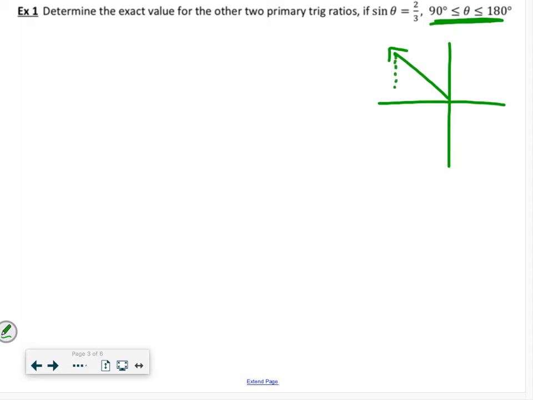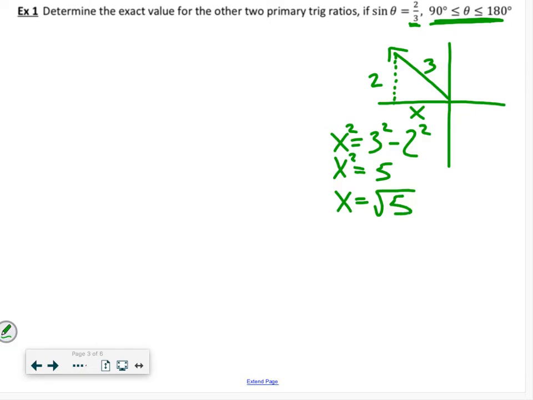The other things that we know: we were given 2 over 3. Now that 2 over 3, remember, is the opposite over the radius. So we've got 2 and 3 there. To find that x value, we're going to need to do a little bit of math. So we're going to do the Pythagorean Theorem. So we'll have x squared equals 3 squared minus 2 squared, which is 9 minus 4, so we have 5. So that's x squared, sorry. And then we get x equals the square root of 5.